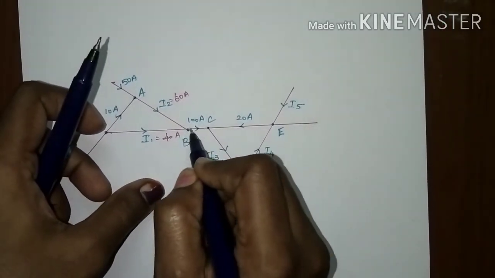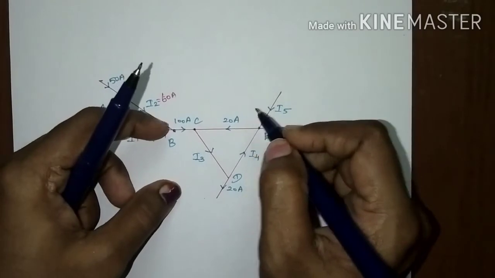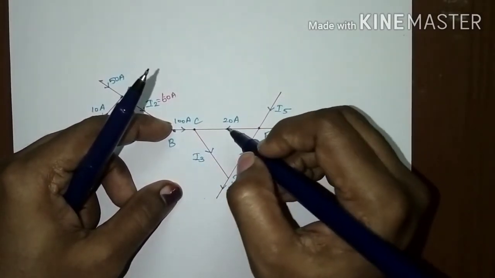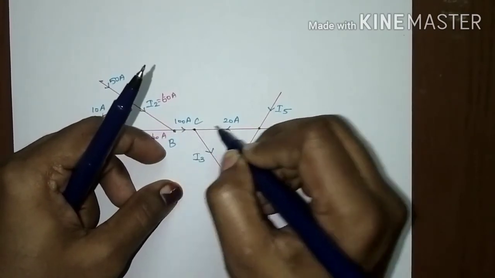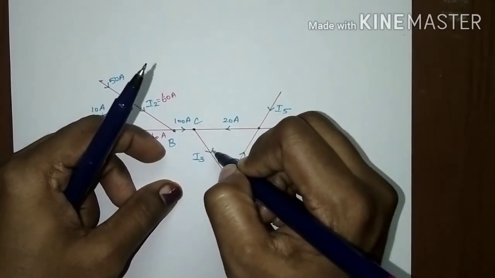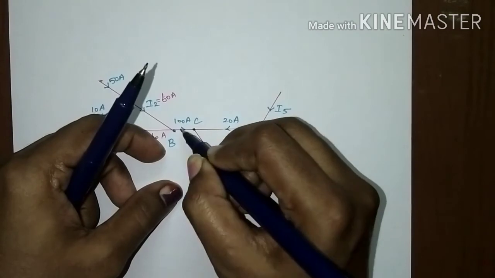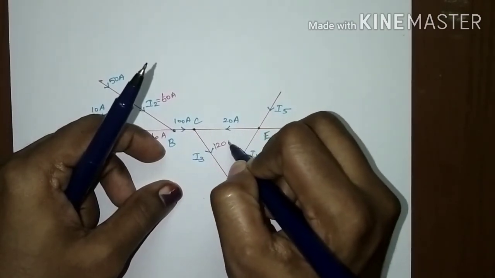Okay. The 100 ampere current will be going here. And here, at this C node, 100 ampere current is incoming, 20 ampere current is also incoming. The outgoing current is I3, which we don't know. Summing up the values, we get the value of I3 as 120 ampere.